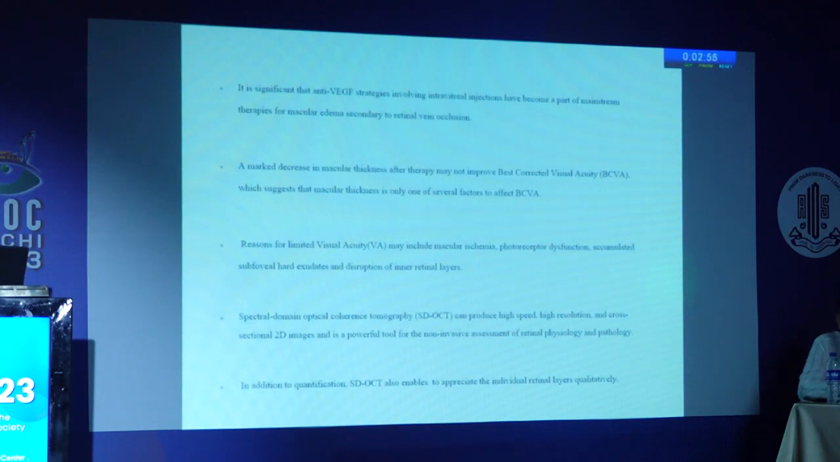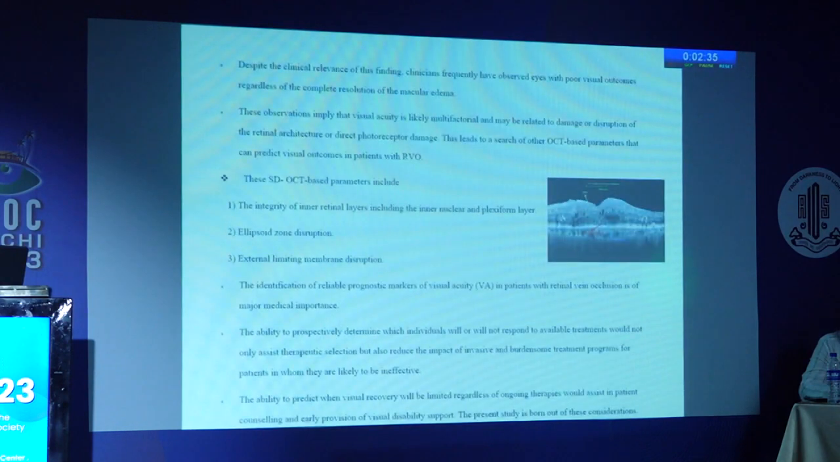retinal layers. SD OCT now comes in as a main factor, a high-speed, high-resolution cross-sectional 2D imaging and a powerful tool for the non-invasive assessment of retinal physiology. It also appreciates the individual layers and thus helps in the quantitative analysis of all the layers. Despite the clinical relevance of these findings, clinicians have frequently observed that eyes have poor visual outcomes regardless of the complete resolution of macular edema, so there are certain other factors which contribute to it.